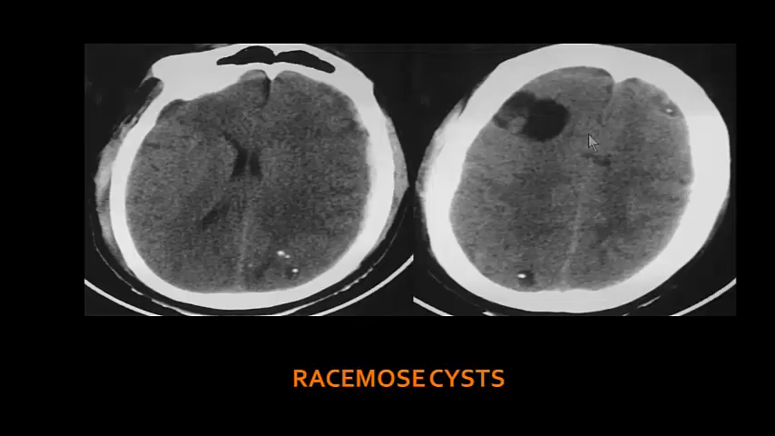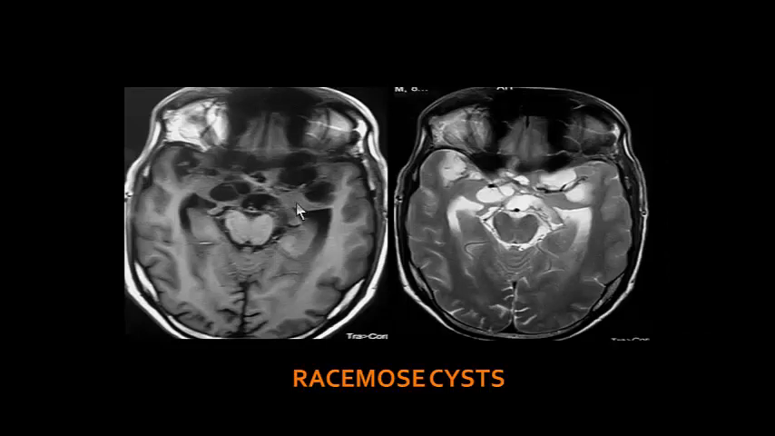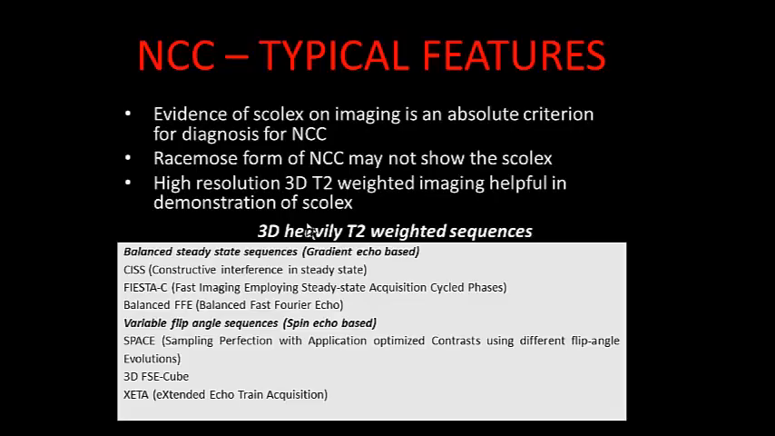Here is an example of another racemose cyst on CT, on MR. And as you know, evidence of scolex on imaging is an absolute criterion for diagnosing NCC, but the racemose variety and many of the intraventricular cysticerci may not show the scolex itself. And there is a need for doing high resolution 3D T2 weighted MR images, either in the form of CISS or FIESTA or SPACE, which helps in detecting the scolex.